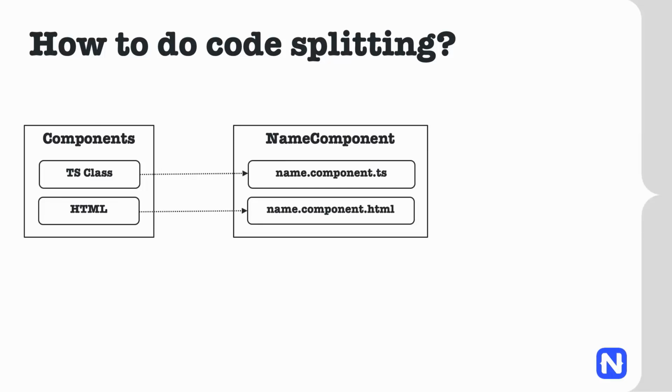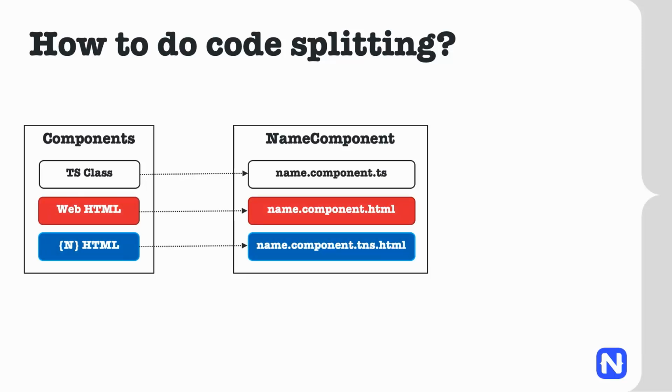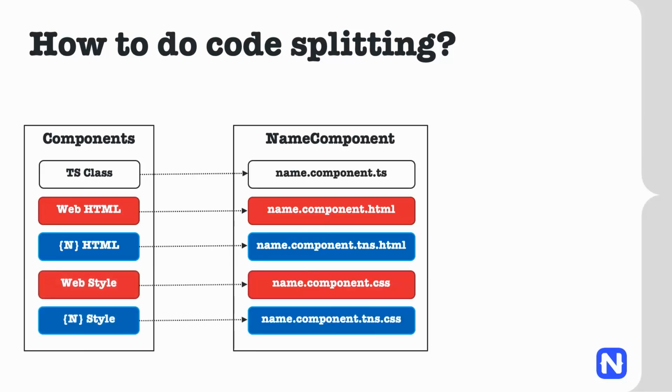So what we can do is use this naming convention by adding a second file with a .tns over here. I'm saying this is going to be a NativeScript-specific file. So now I have name.component.html and name.component.tns.html, and this .tns is the key over here. And if I want to add 2 style sheets, no problem. One is .css, the other one is .tns.css. And pretty much any file in a project, I could use the .tns or not.